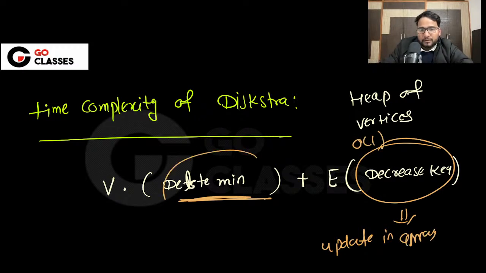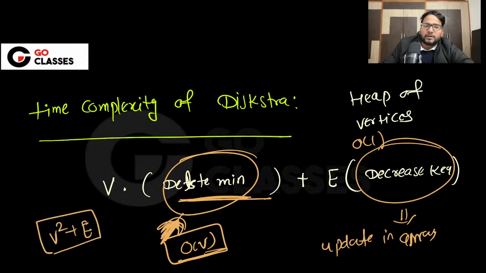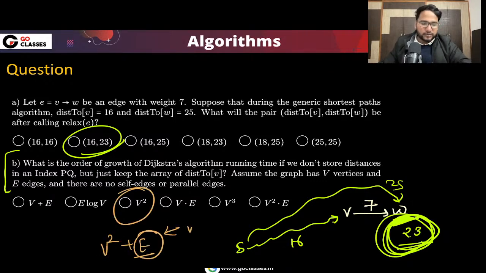But delete min, so if you want to delete, then maybe you need to find out the minimum, right? First of all, you need to find out the minimum. Then how much time will it take to find the minimum? Order of n, which is order of V, right? So I think V square plus E. And E can at most be V square, so ultimately it is V square only, right? So how much? V square, because V square plus E, and E can at most be V square, that's why it is V square only. Okay.